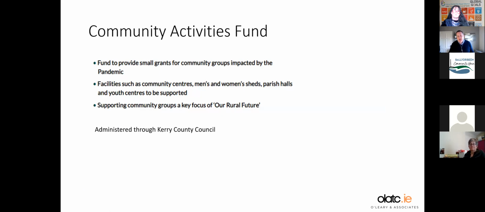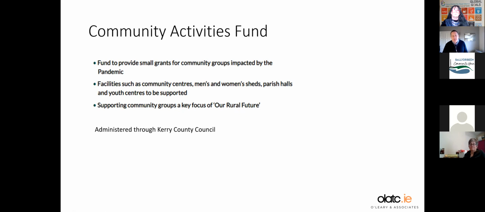Some local authorities have already gone through the application stage, and their deadlines are at the end of January. But it is up to each local authority. Each local authority got an allocation of funds, and it's up to them to administer that grant within their own local area. It's to provide small grants for community groups impacted by the pandemic, things like community centres, men's sheds, women's sheds, parish halls, youth centres.